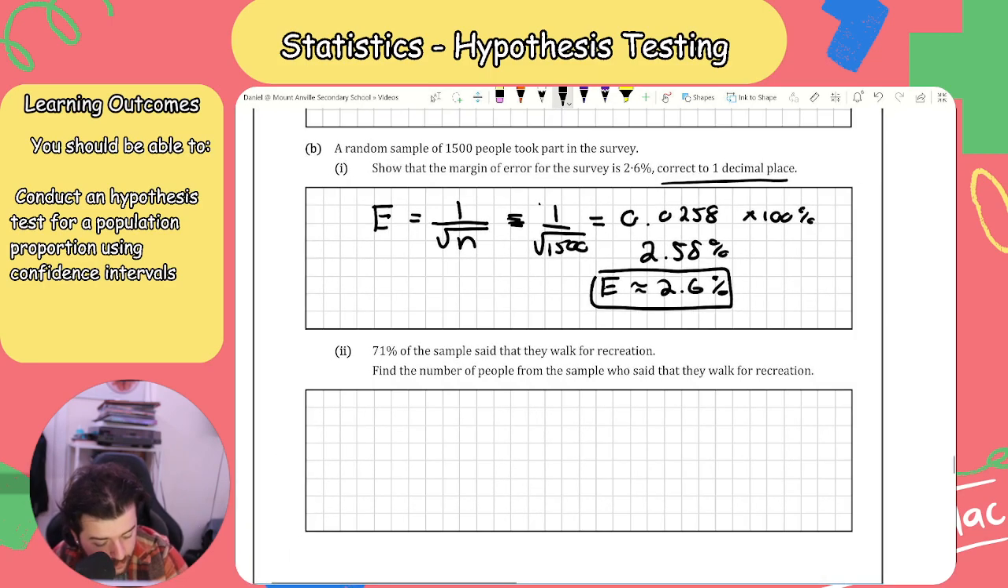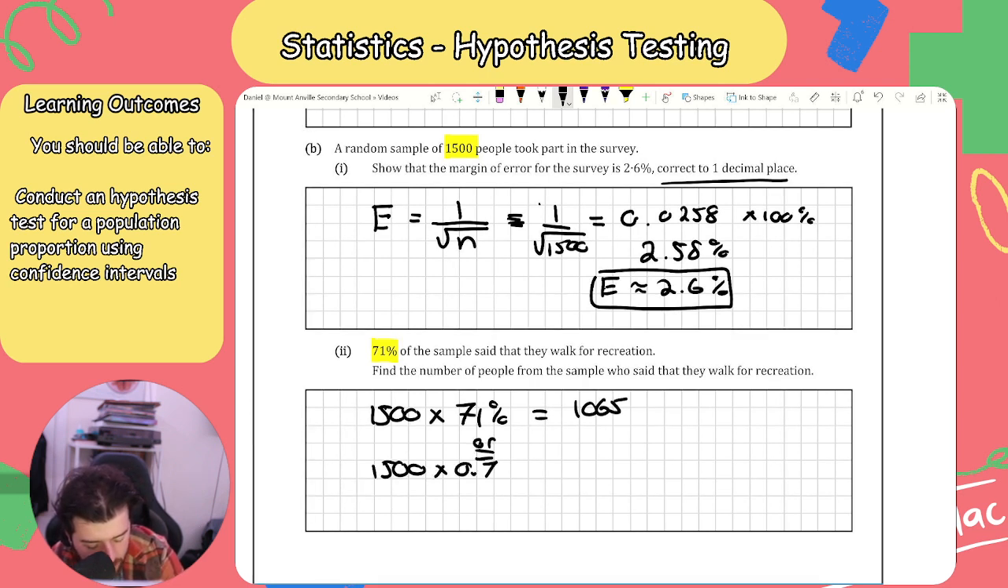So my sample was 1,500. I know 71% of them said they walk for recreation. So I just need to find 71% of 1,500. That's all they're asking here. So 1,500 times 71% equals 1,065. Or if you want to use your multipliers, 1,500 multiplied by 0.71 equals 1,065.